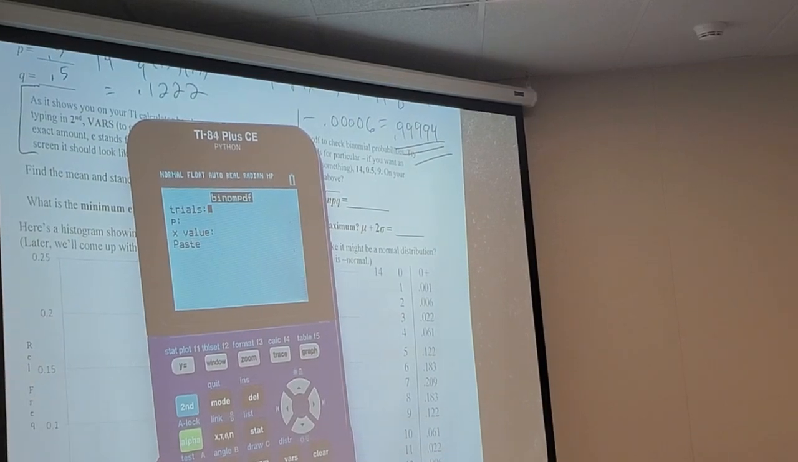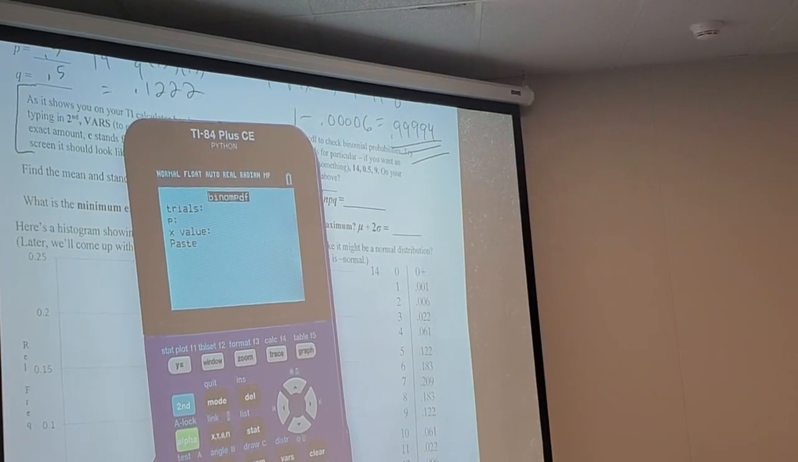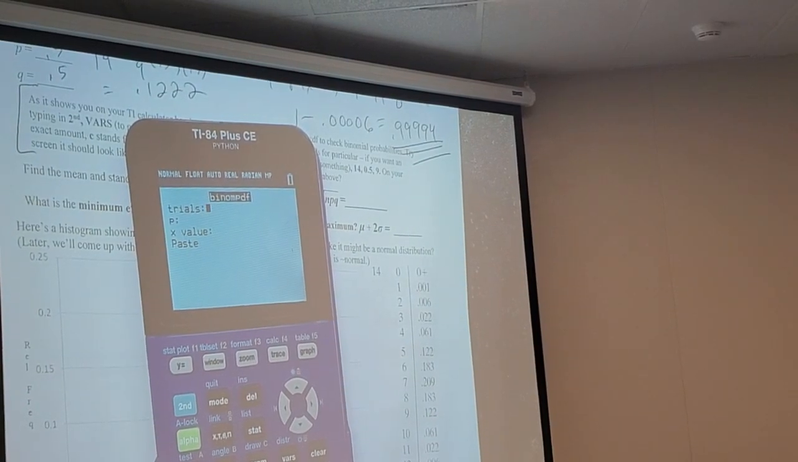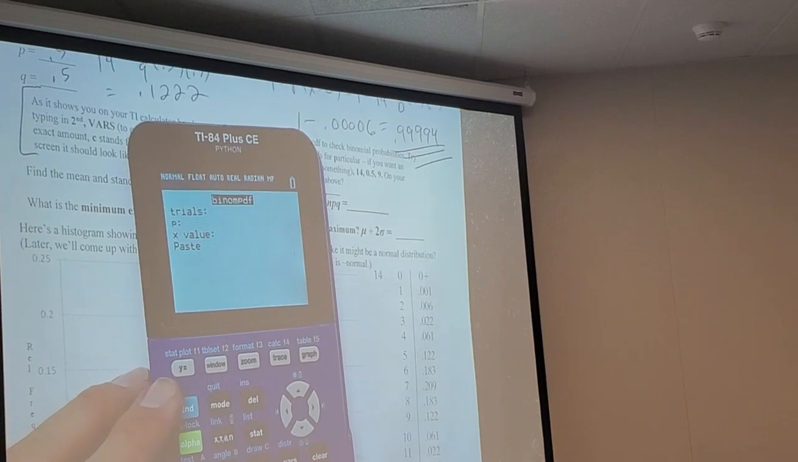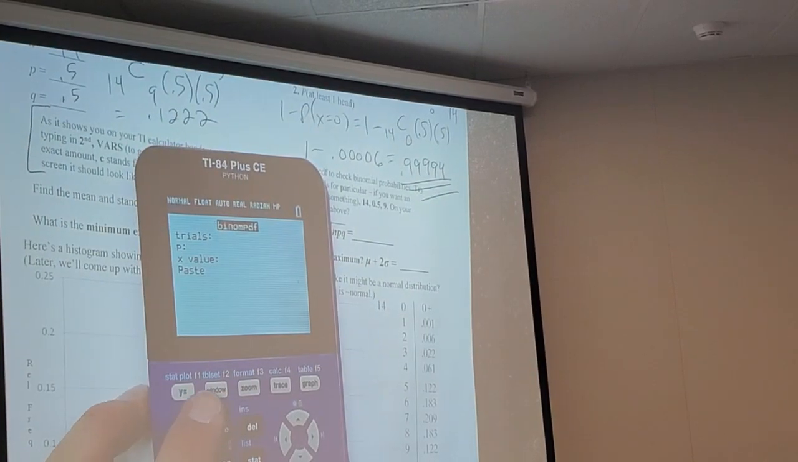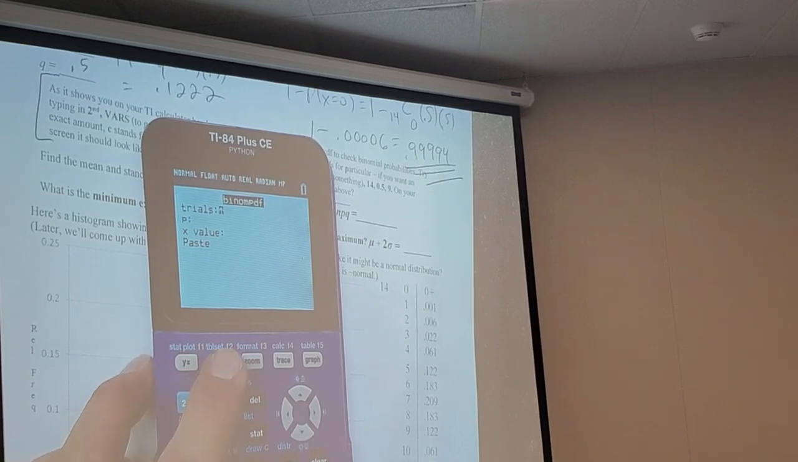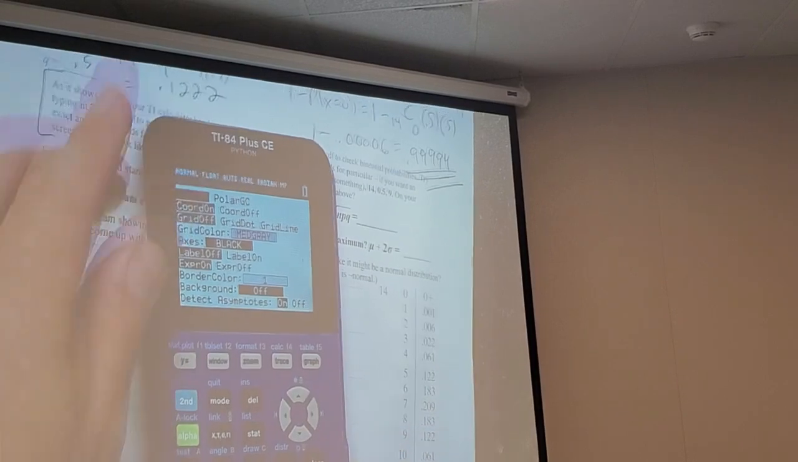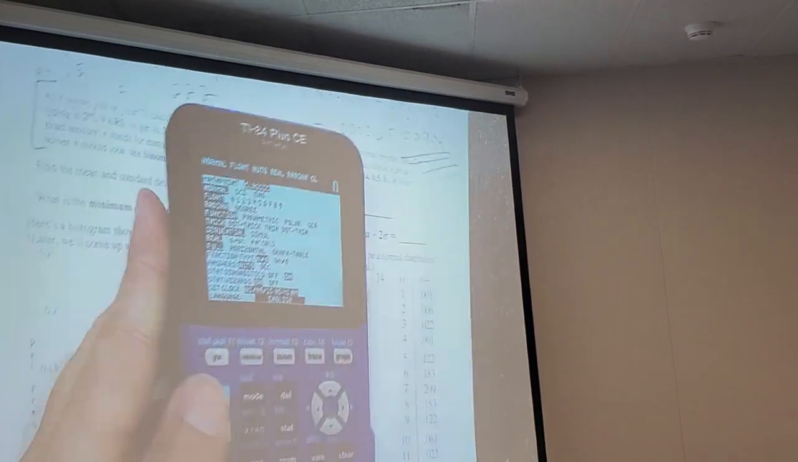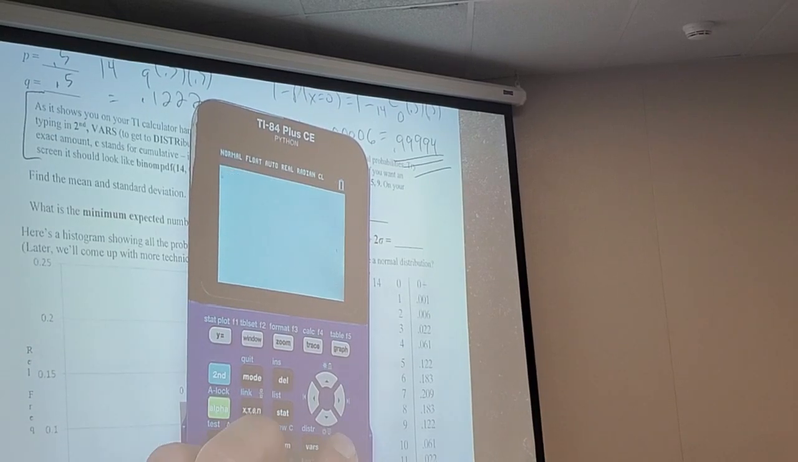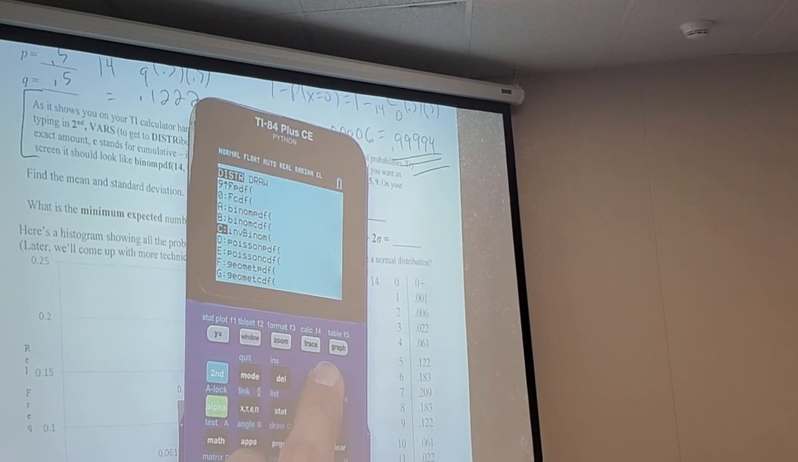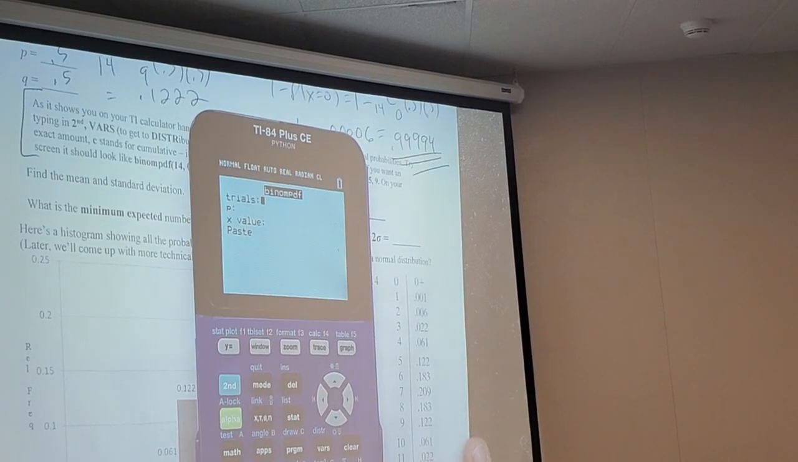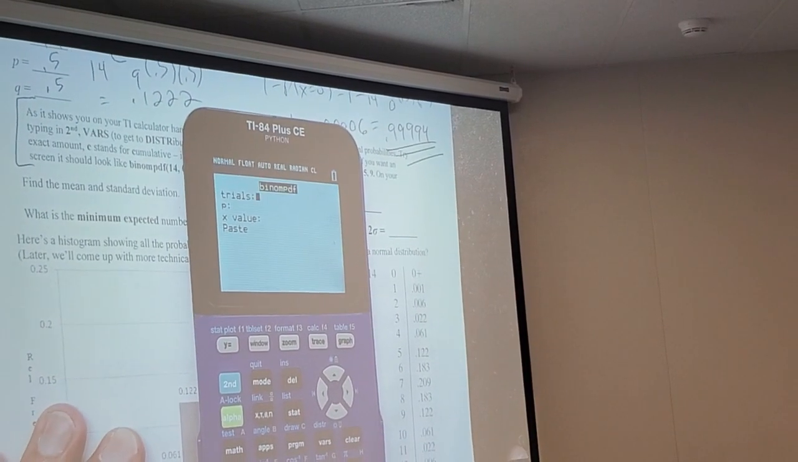Now if you have a newer calculator, it does this. Anybody, if you hit that button, does it just say binomial PDF with a parenthesis? What you're going to want to put in there is n, p, x, comma separated. Let me see if I can make mine do that. I can't make mine look like the old school ones.